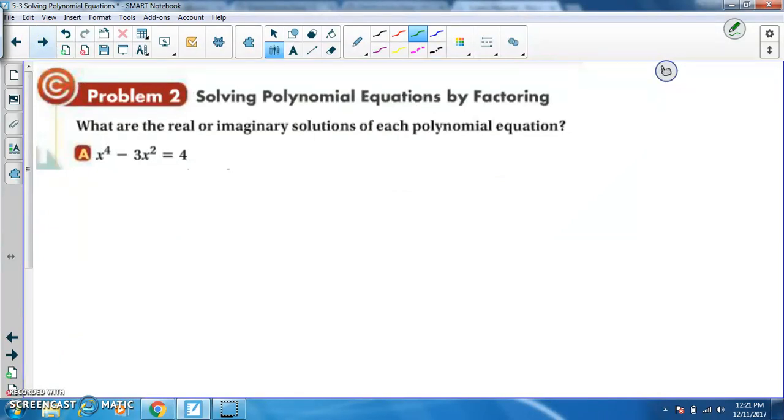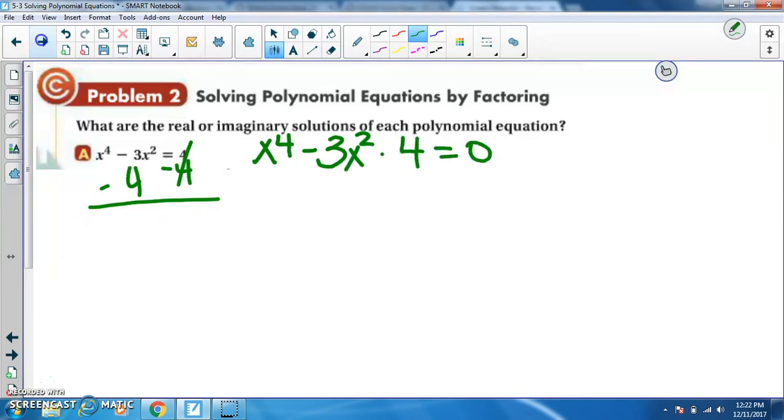We are going to factor. I'm going to get 0 on one side, so I have x to the 4th minus 3x squared minus 4 equals 0. I can use the triangle here. I need what multiplies to negative 4 and adds to negative 3, which is negative 4 and 1.